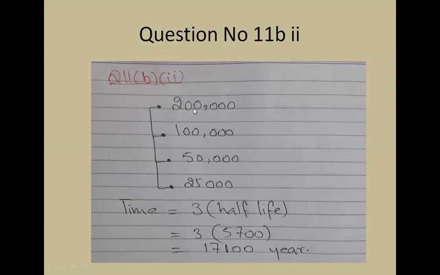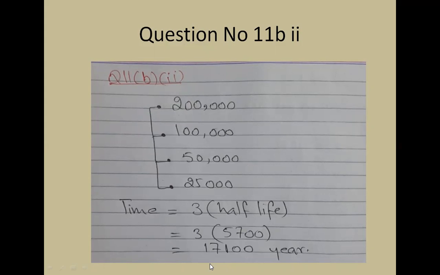So at the start, you have 200,000, and when one half-life has passed, this will become half, 100,000. Another half-life passes, this will become half, it will become 50,000. Another half-life will pass, and you will have half of this, you will have 25,000. So there are 3 half-lives passed, so the time is equal to 3 multiplied by the half-life, so 3 into 5,700.